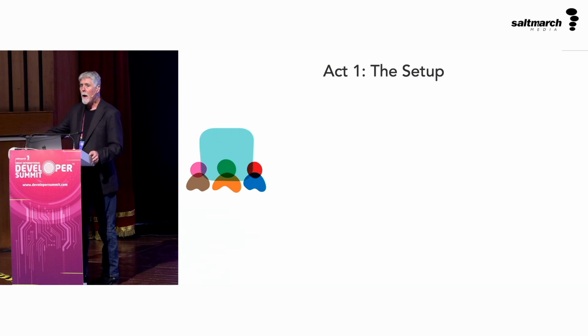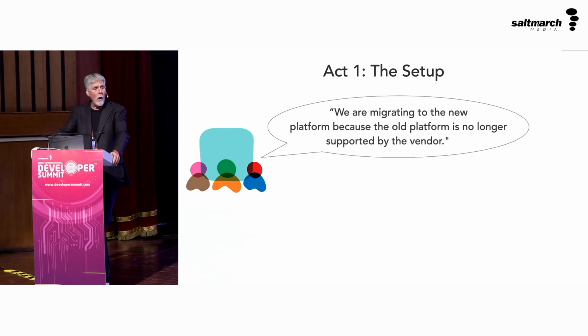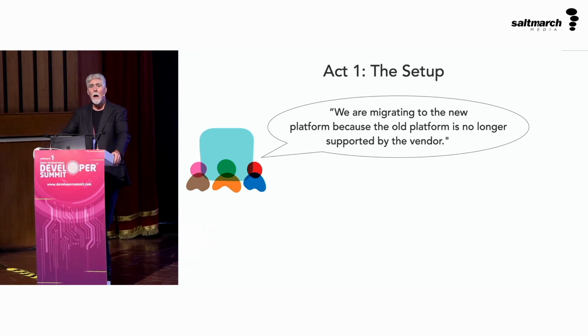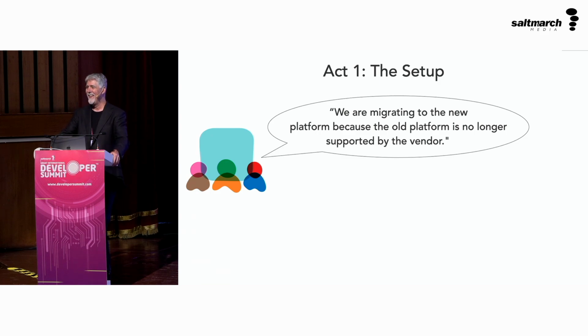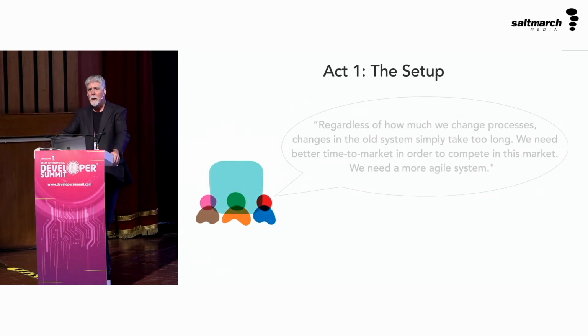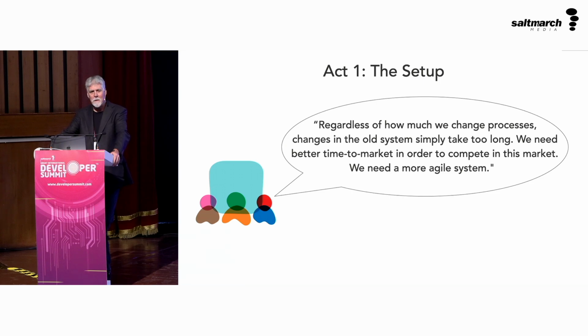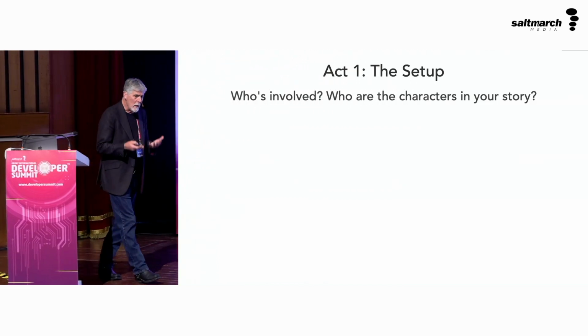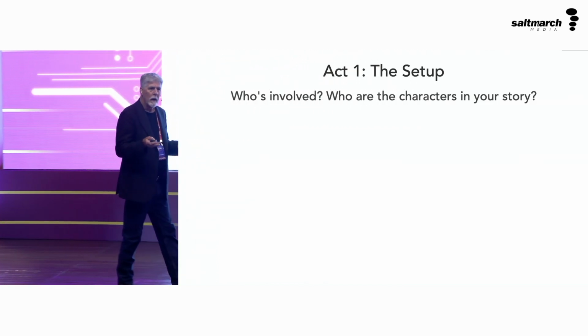Now, there's a lot of reasons why the business may want your architecture. It might be because they're migrating to a new platform because the vendor's not supporting our old one. You're right, this order entry system is fine, but it's no longer supported. Let me see your architecture. Now we know why. Maybe it's just because business changes, and regardless of how much we change our processes, changes in the old system just take too long. And we're in a highly competitive market. We need a new system. We can't just keep repairing this old one. These are reasons.